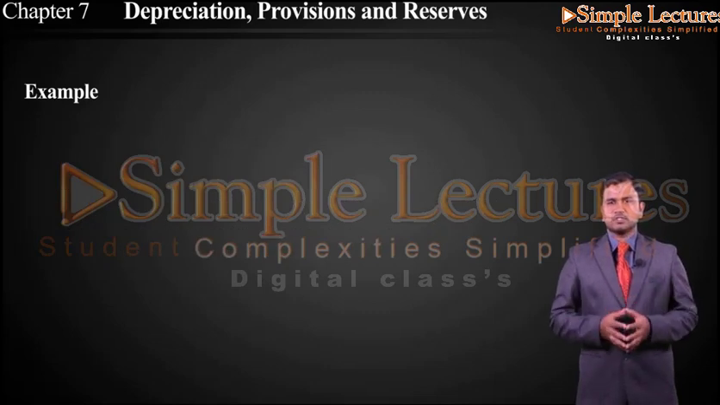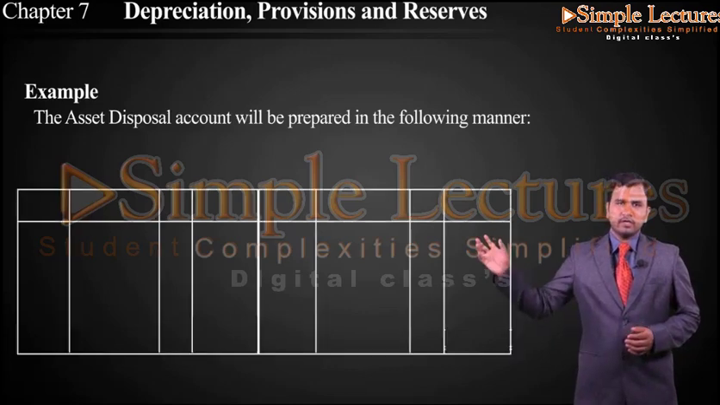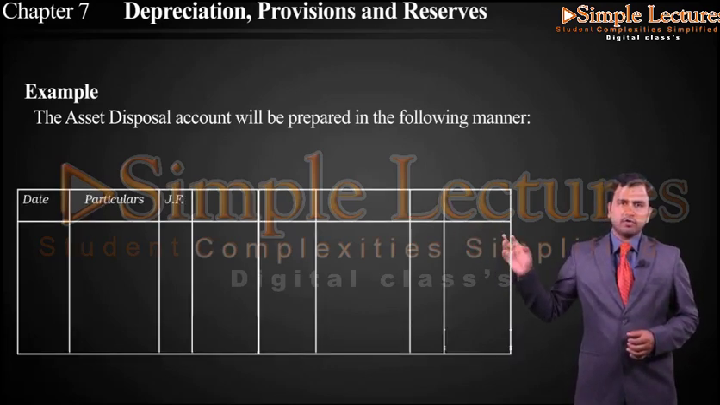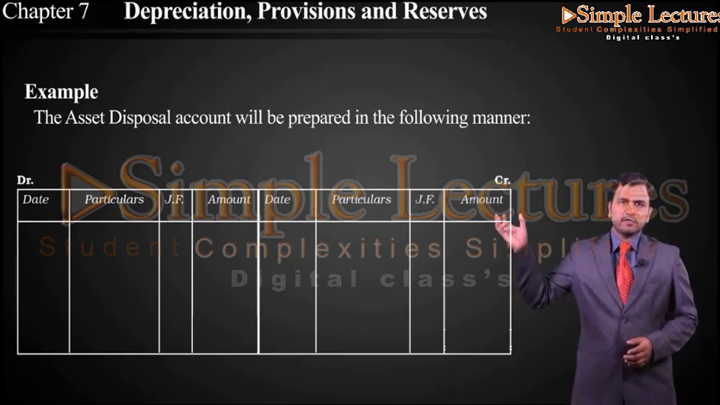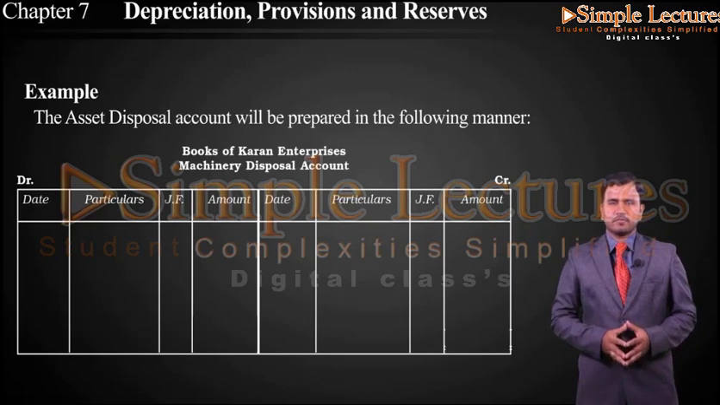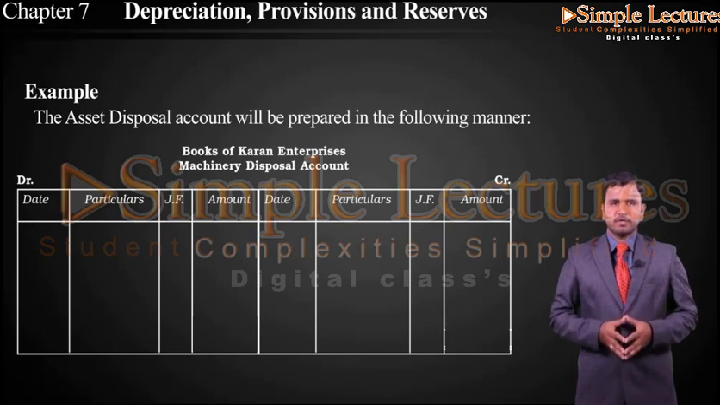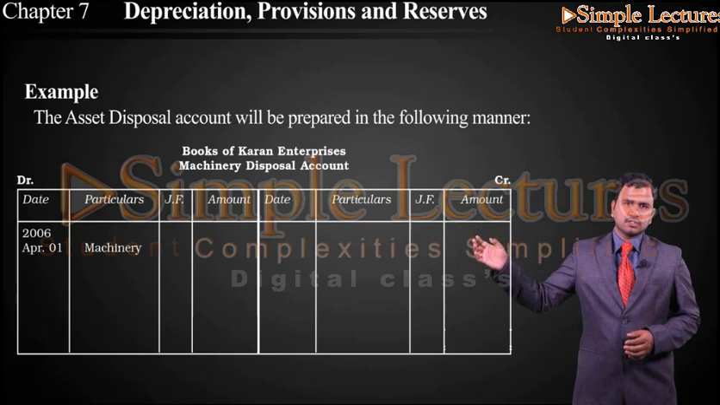The asset disposal account will be prepared in the following manner, where the ledger format will be the same: date, particulars, journal folio, amount, date, particulars, journal folio, amount, and the title will be Books of Karan Enterprises, Machinery Disposal Account. So now the machinery which was purchased will be debited first here. On the debit side, April 1st, 2006, machinery 1 lakh.